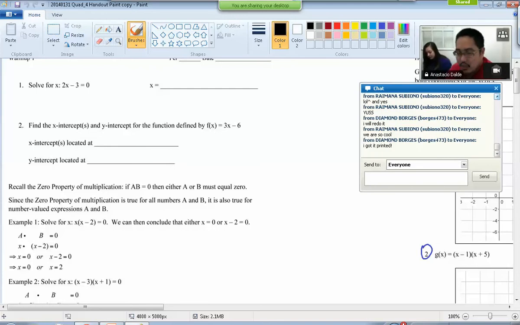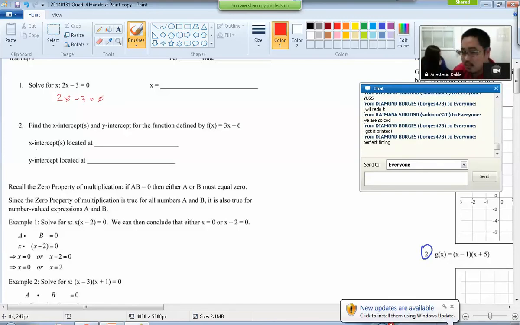Let's go back old school and let's solve for lines. Solve 2x minus 3 equals 0. Oh, really? You want me to do that? Alright, fine. 2x minus 3 equals 0. I want to solve for x. I don't need a square root. I just need to get x all by itself. How am I going to do that?